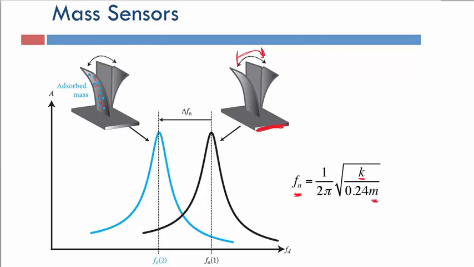If this beam comes in contact with some molecules, and those molecules absorb or attach themselves to the surface of the beam, then that can change the net mass of the beam. And if we change the net mass of the beam, we change the resonant frequency with which it oscillates. So if we see this frequency shift, we can detect that some mass was absorbed onto the beam. So this is useful for mass sensing.